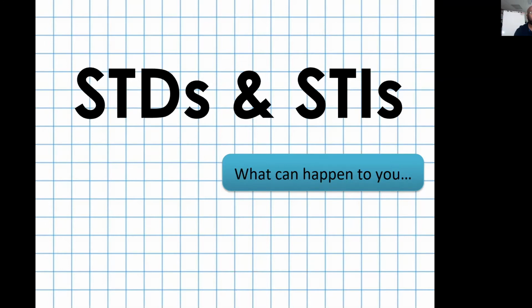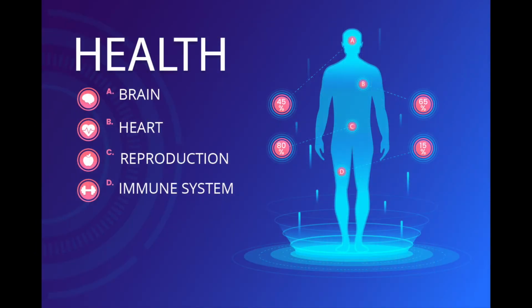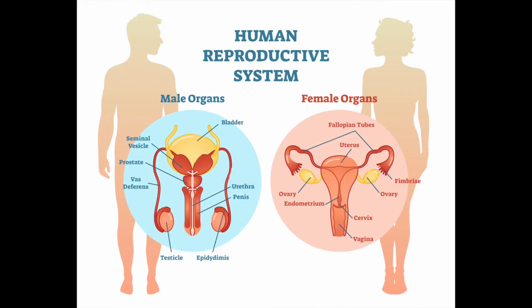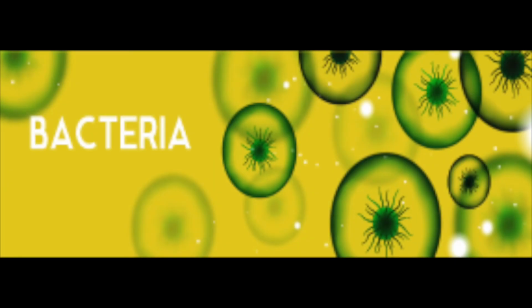So what we want to do first is focus on STDs, STIs, and what can happen to your body. We're going to talk about who gets infected, and that's both male and female. When we talk about male and female and harm done to the body, we're mostly referring to the reproductive anatomy of an individual that is born male or born female. This is not about identity or any of the other components of our sexuality. We're going to talk about the reproductive anatomy, and how that can be impacted as well as our physical well-being. So we're going to start off with chlamydia.